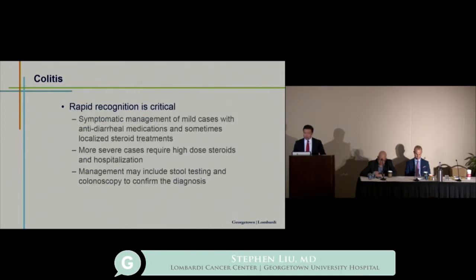And again, rapid recognition. If there are mild cases and someone has a few episodes of loose stools, antidiarrheal medications like loperamide can be useful. Sometimes localized steroid therapy can control those symptoms, but severe cases will require high-dose steroids and hospitalization and often other immunosuppressive therapies. The management for most of these toxicities will also include a diagnostic workup to be sure that this is an immune-related side effect and not some type of infection or other complication that may involve testing of the stool or even a colonoscopy.